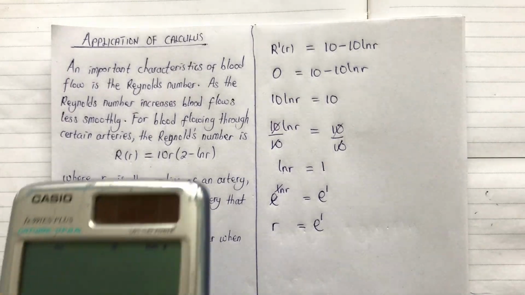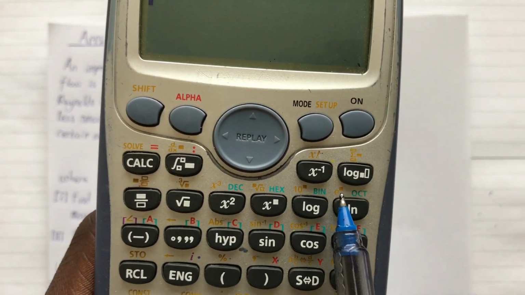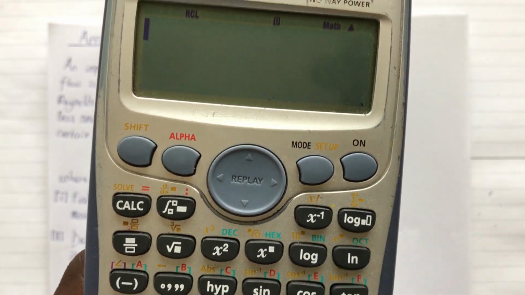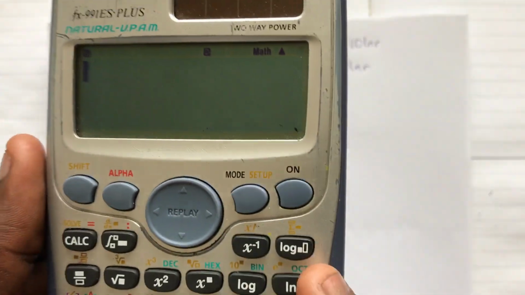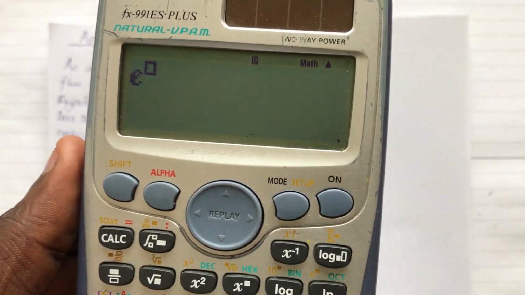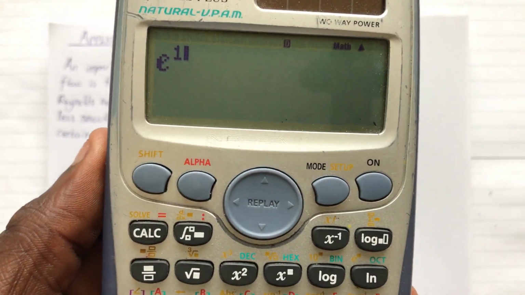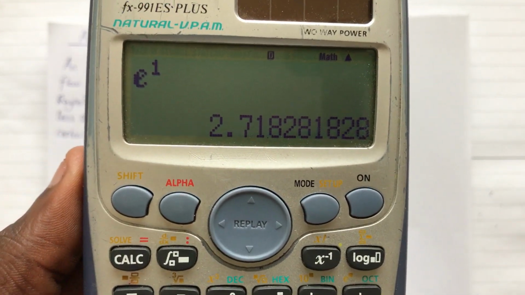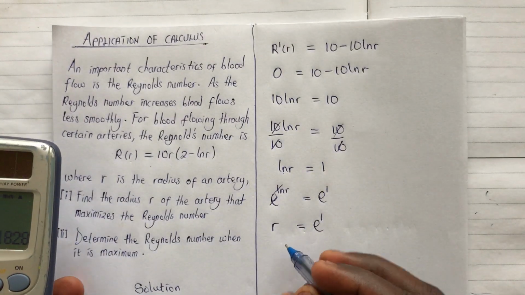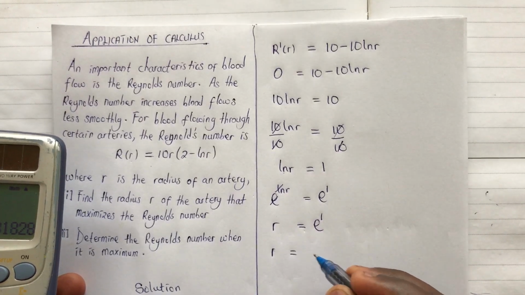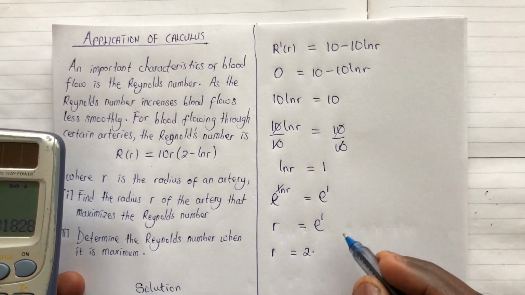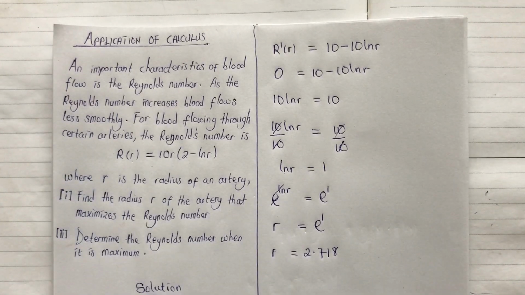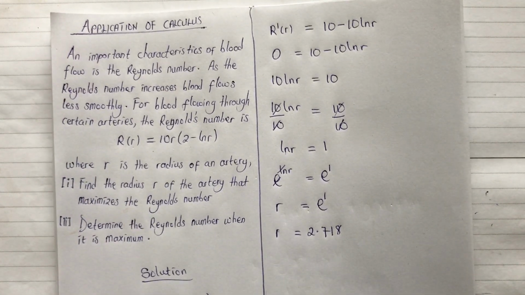Now let's use the calculator. Now we have the exponential function here. So all I need to do is to press shift and activate it. So shift and this, and to the power 1. The result is 2.718. So now we have r equals 2.718. No unit. Now let's go back.